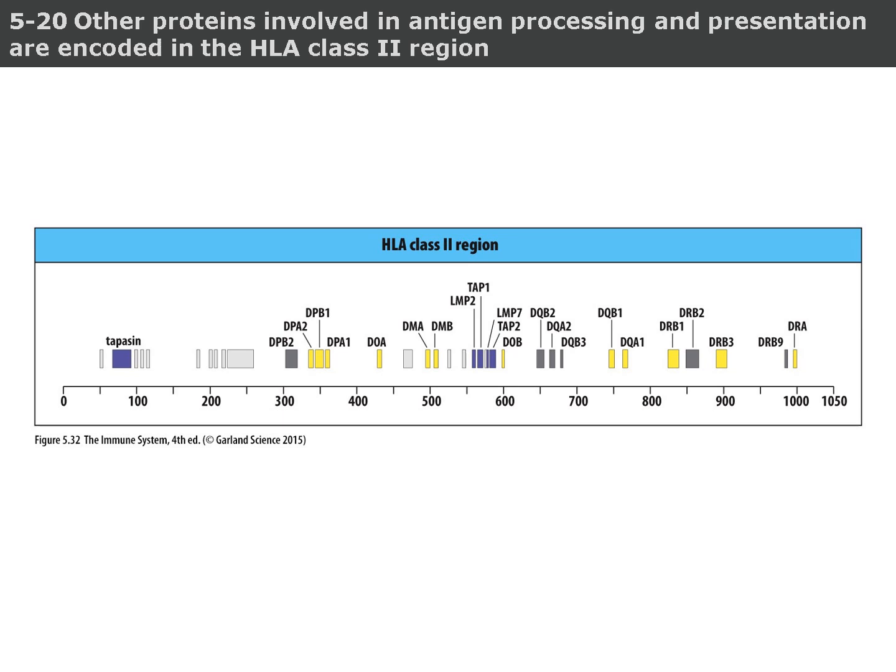This slide shows the extended gene map of the HLA Class II region, emphasizing that it encodes not only classical MHC Class II molecules, but also other critical proteins involved in antigen processing and presentation. On the left side, we see genes like tapasin, TAP1, TAP2, LMP2, and LMP7, which play essential roles in peptide processing and transport, particularly for MHC Class I antigen presentation.